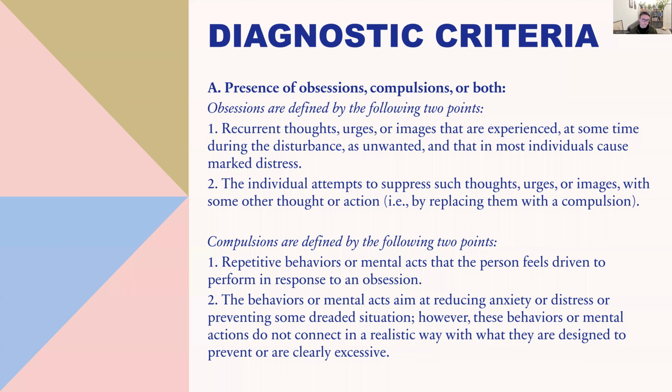So how do we diagnose OCD? Well, first we have to have presence of obsessions, compulsions, or both. What do we mean by obsessions? You need two things to define obsessions, two components. One, recurrent thoughts or urges. Sometimes they're also images, and they're not wanted. So these are not thoughts that you actually choose to think. These are thoughts that seem to come on their own, and thoughts that cause distress when they show up.